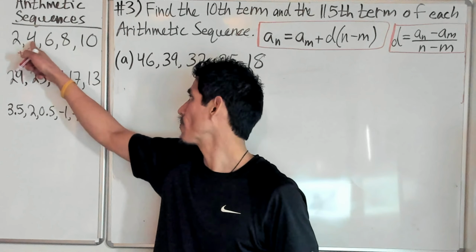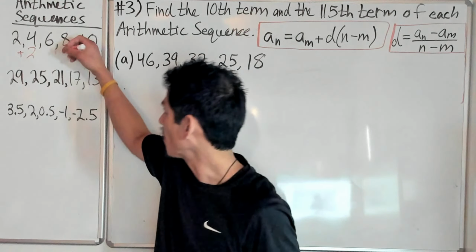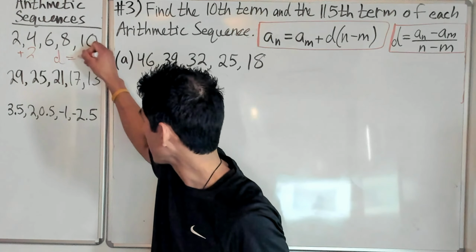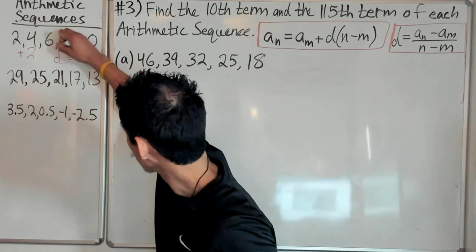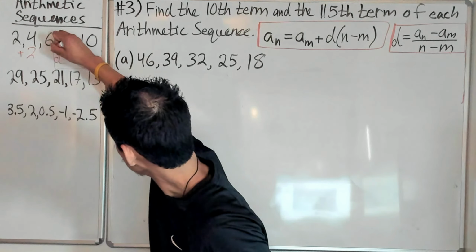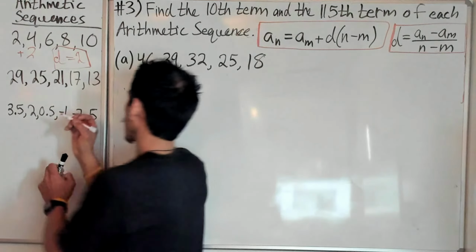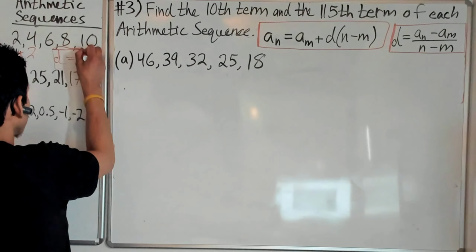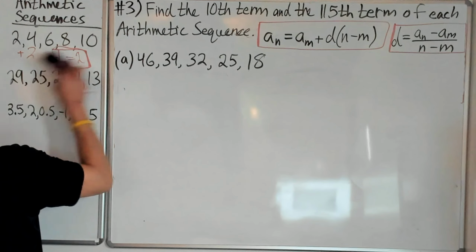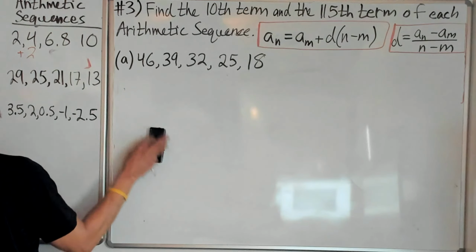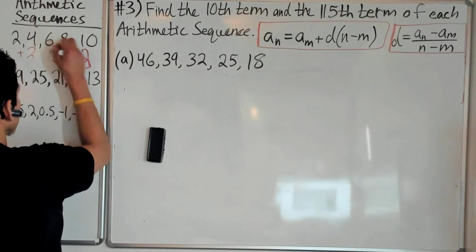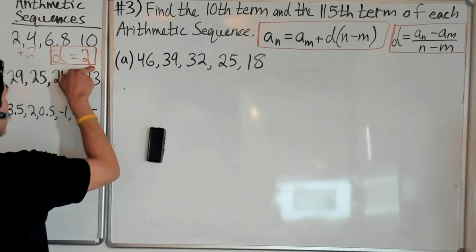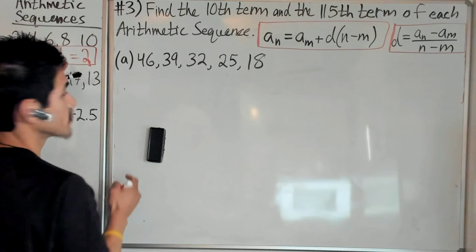We go from 2 to 4 to 6 to 8 to 10. And we call this number that we're adding our common difference. We use lowercase d. Call this common difference d. And so the common difference for this first sequence is 2.